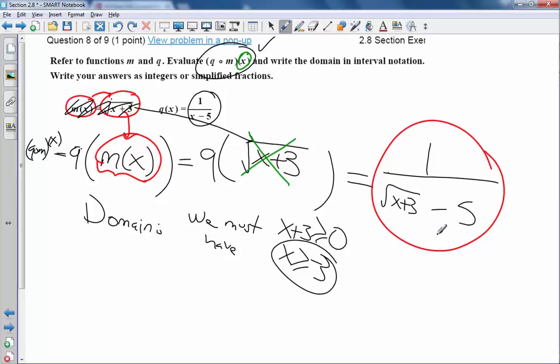Is this the only thing we need to keep happy here? We also have, look at the big picture. What do we have here? A fraction. We need to keep the denominator of the fraction happy. This is the denominator, right? This thing should never be 0. So we must have x more than minus 3, and this non-zero.